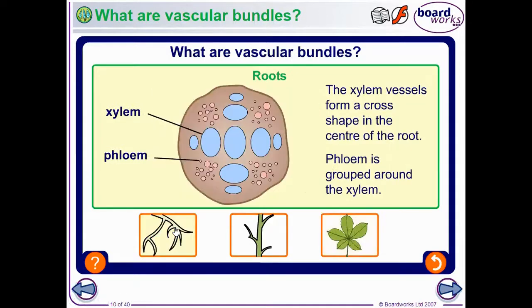So when we look at the root, the xylem vessels form a cross shape in the center of the root. So here we have this very, very distinct and pretty large vascular system where we have our xylem. Remember, this is where we have the most absorption of water into the plant. So here we have a very, very prominent xylem tissue in the root. And we do still have some phloem tissue in the root as well. As we talked about earlier, some plants actually store their sugars in their roots.